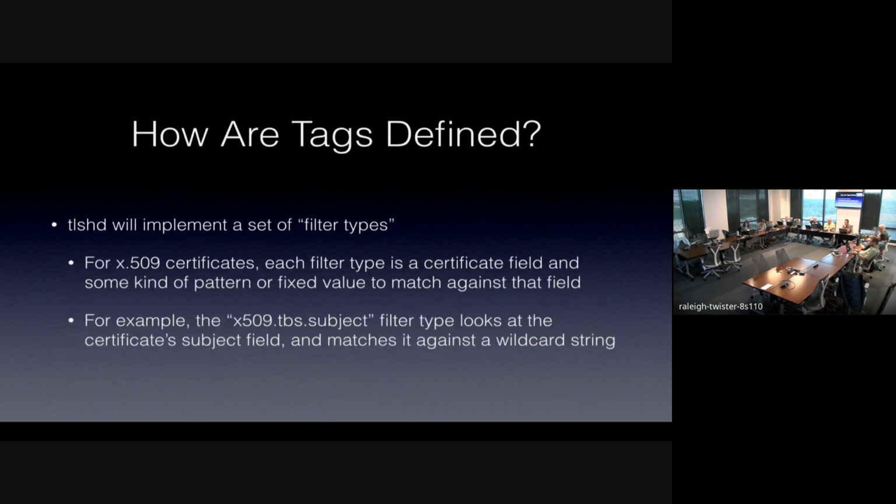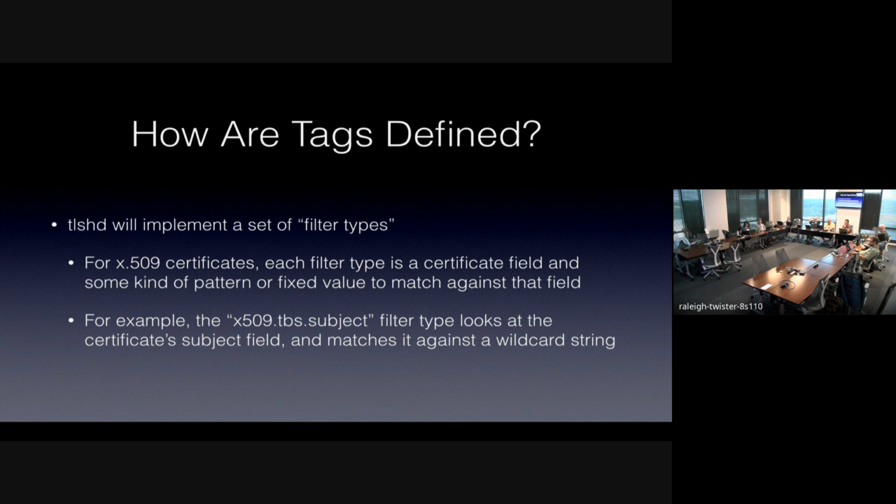So the way I figured we ought to do this might be a little complicated to explain, but essentially TLS HD will implement filter types, which define A, what field in the certificate it is going to be looking at, and B, what pattern it is going to use to match that field. So, for example, I might have the subject field in the certificate.